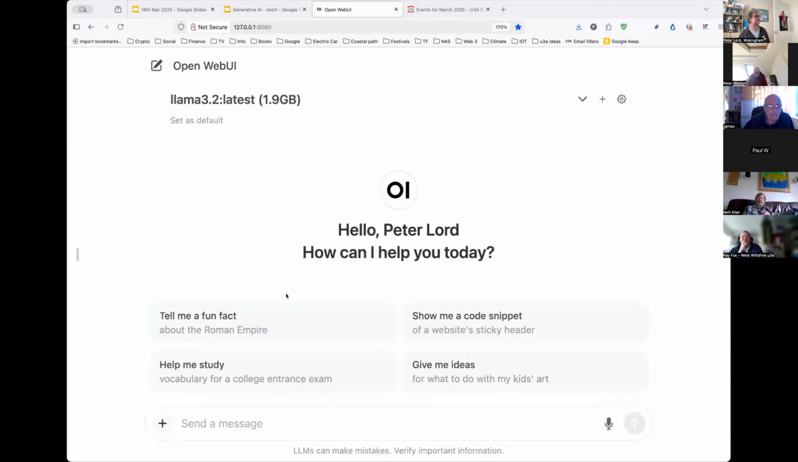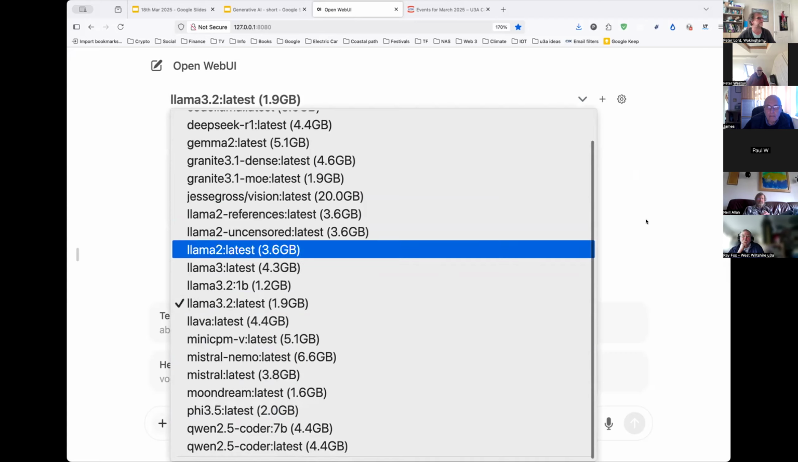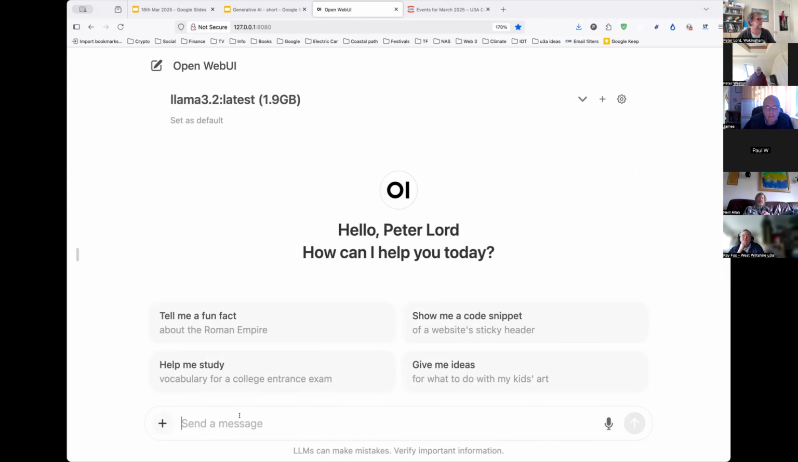So this is what we got. This is our interface to our large language model connecting to Ollama. Hopefully you can still see this. Now, what we can do here in demo world is we can choose what model to run, a whole bunch of different ones. And we can type in questions and we see the answers.